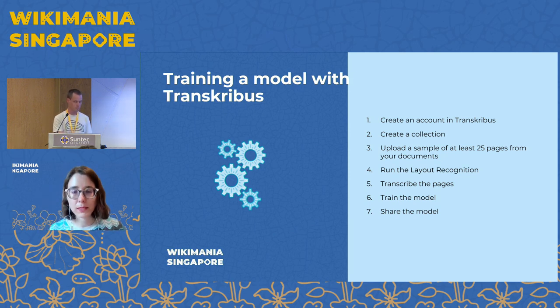So now we will see the steps to train a model. First, you need to create an account on the Transkribus platform. Creating an account is free. Then you need to create a collection, upload some images, do the transcription and start the training. In the next slide, we will see it step by step with this video.